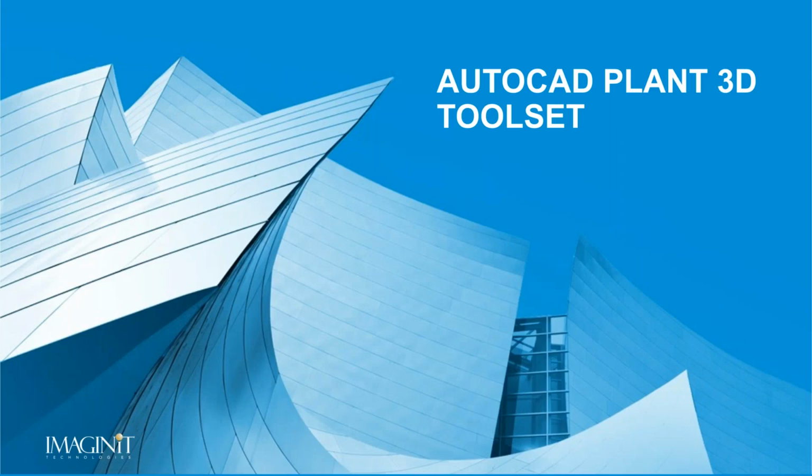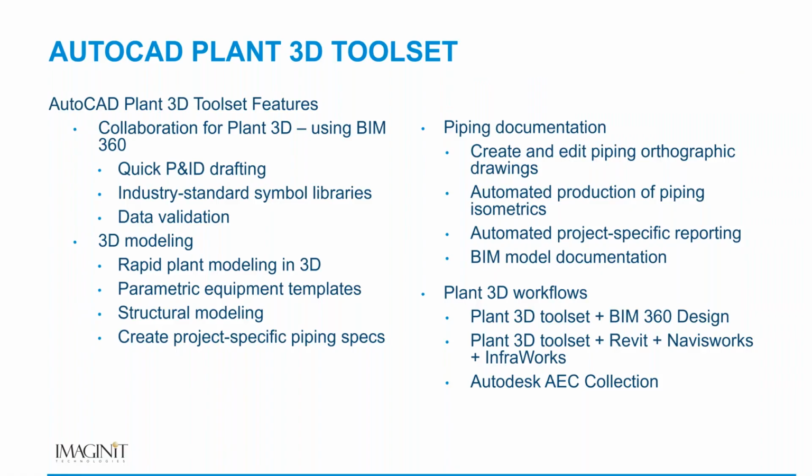So you may not all use Plant 3D, you may not have even thought about it. Plant 3D is kind of halfway between manufacturing and building design, depending on what purpose you're using it for. So the Plant 3D toolset has a number of features, so you can collaborate using BIM 360. We're going to quickly talk about some P&ID drafting, which is process and instrumentation diagramming, industry standard symbols libraries, some data validation. Really the big thing in here is the 3D modeling. So you can do some rapid plant modeling in 3D. You've got parametric equipment templates, structural modeling, and you can create project-specific piping specs if you're doing piping.